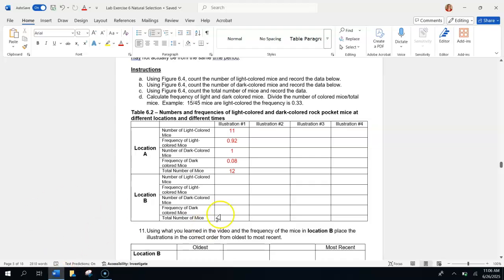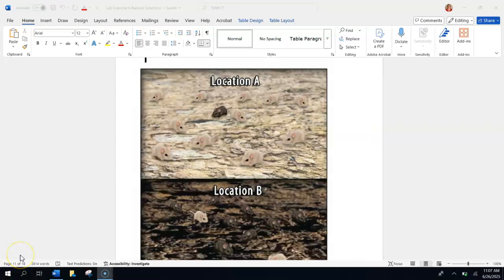You're going to count the number of mice, light and dark colored, for each illustration. What I'm going to tell you is that each of the illustrations is going to have 12 mice in each one total, no matter what. So that's going to be easy to fill in. What you need to do is count the number of light and dark colored mice.